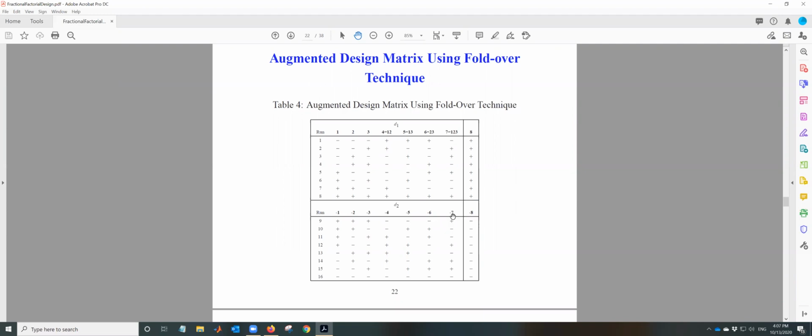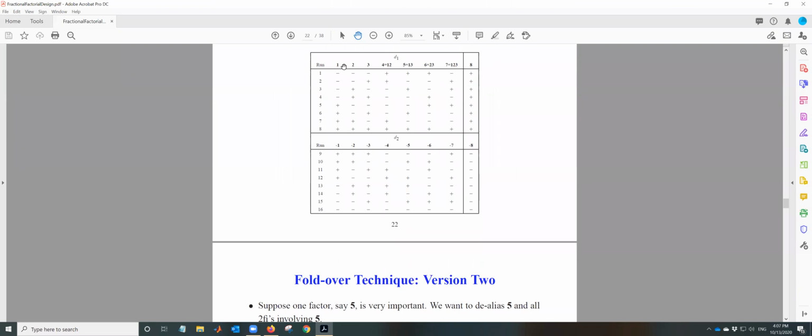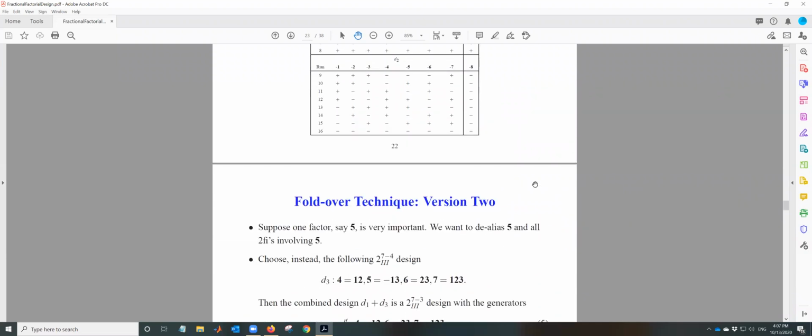But now you see this minus 7 is still equal to minus 1, minus 2, minus 3, the multiplication of these 3. And this 7 still equals 1 multiplied by 2 by 3. So this column is still equal to this one. Now, this is called fold over. If you have 1, 2, 3, 4, 5, 6, 7, you just add negative signs on the original design. You have a fold over.